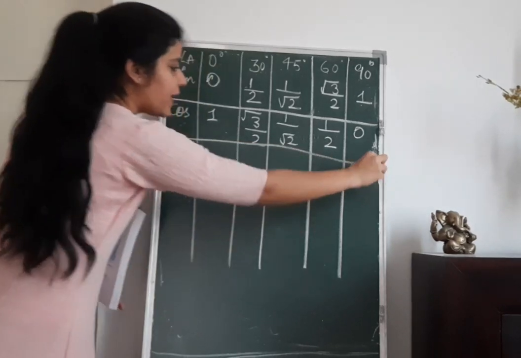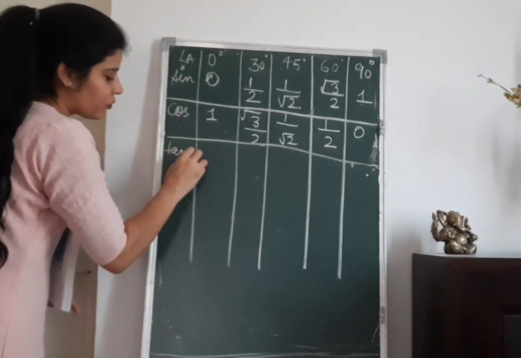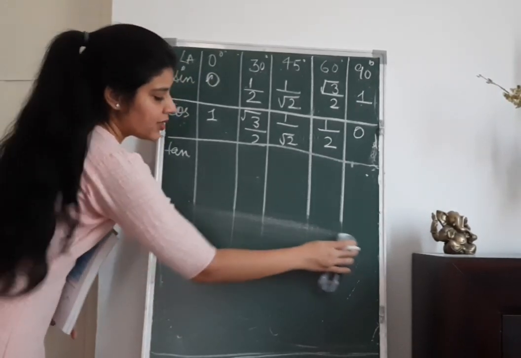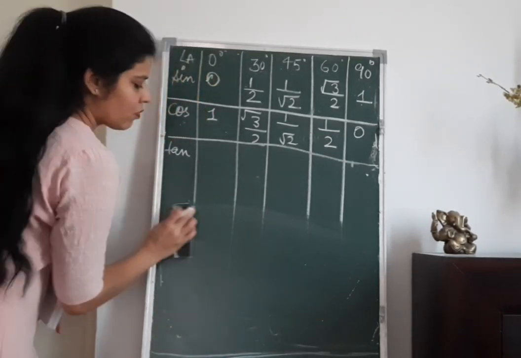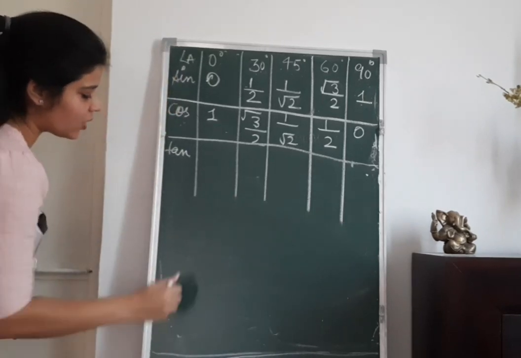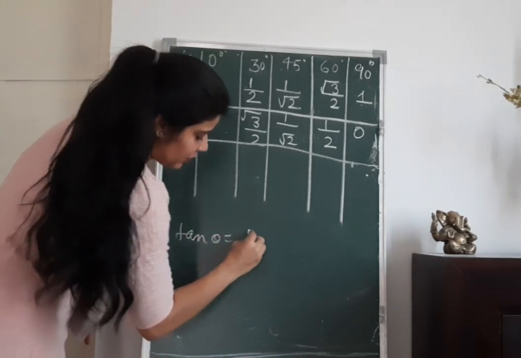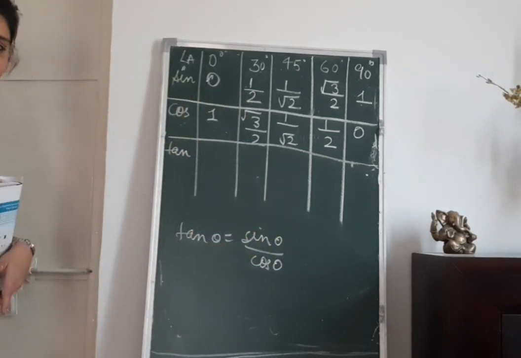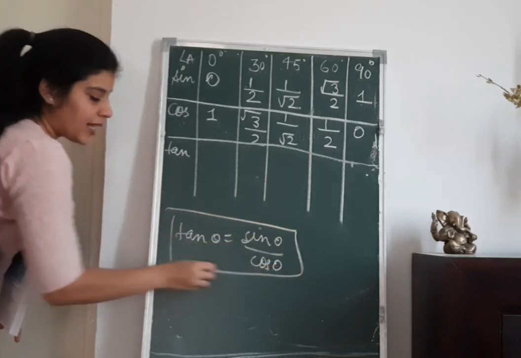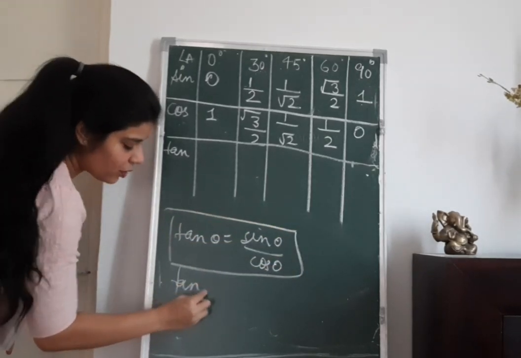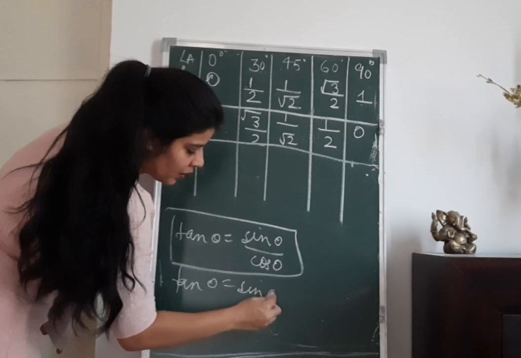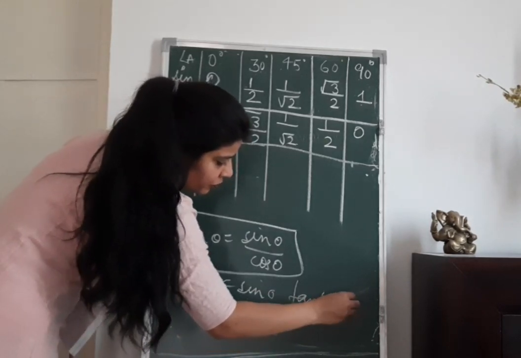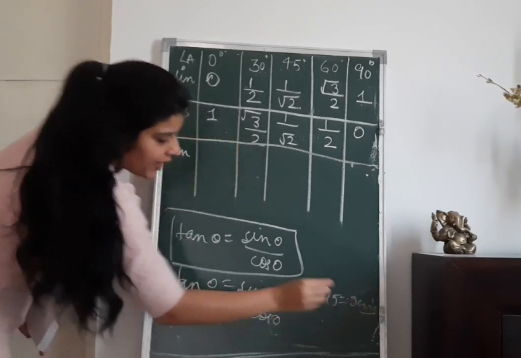How are we going to find out the value of tan? Okay, I'm going to rub this just to explain a little concept to you. What is tan theta equal to? That is equal to sine theta upon cos theta. Right? Can I say tan theta is equal to sine theta upon cos theta? So tan of 0 will be equal to sine 0 over cos 0. Tan of 45 will be equal to what? Sine 45 over cos 45.